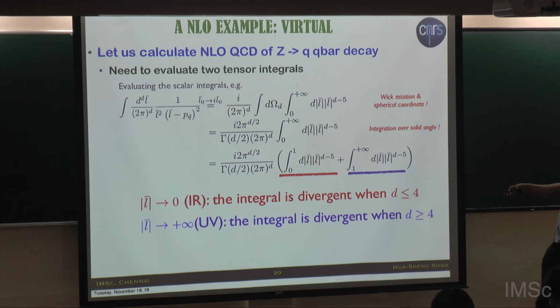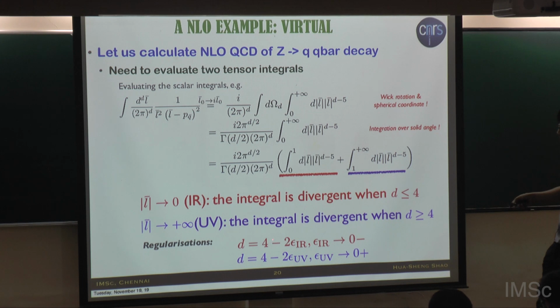So that means d equal to 4 is the most problematic case, because at d equal to 4 both are divergent and give infinite numbers. So dimensional regularization tells us that we set d equal to 4 minus 2 epsilon. However, we take the limit of epsilon differently for the infrared region and the ultraviolet region, in order to make the integral finite.